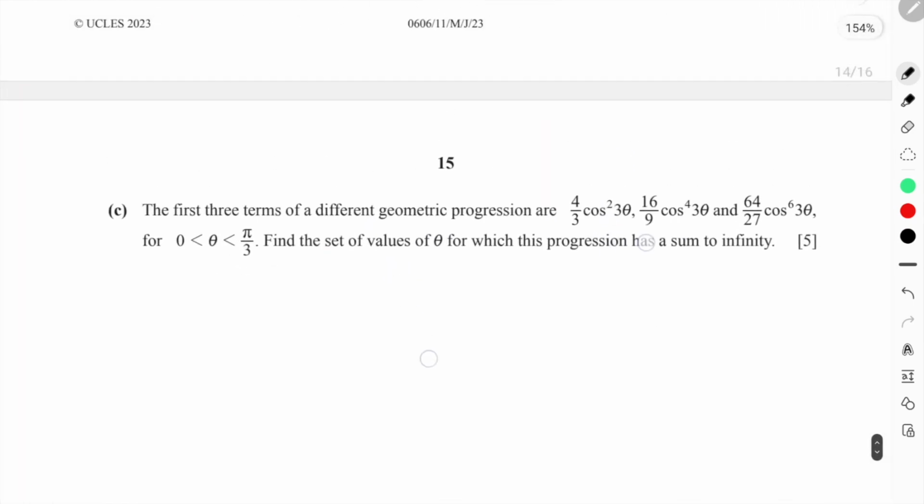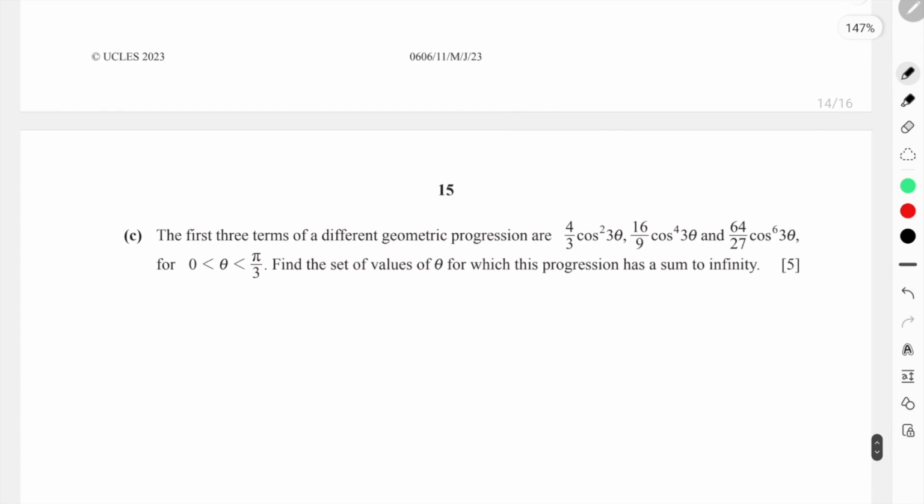Okay, just 2 more questions. The first 3 terms of a geometric progression are this. We have to find the set of values for which this progression has a sum to infinity. When you see this, you automatically think of this: the common ratio has to be between minus 1 and 1. So first, let's find the value of r.